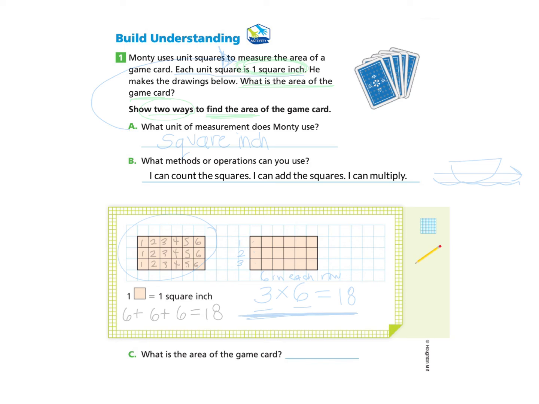And it's asking question C at the bottom, what is the area of the game card? And we have already solved this. So you can write that in, 18 square, and then remember what the unit was, inches. And that was given to us up here and in the word problem. All right, let's go to the next page.